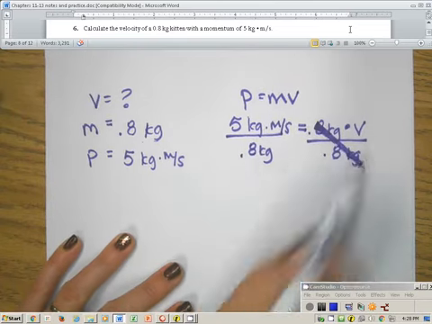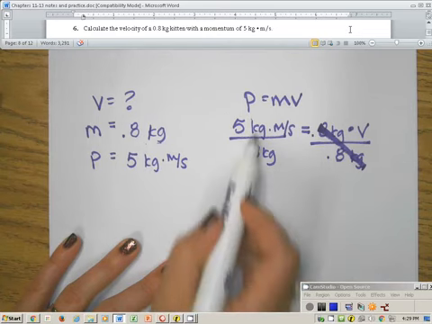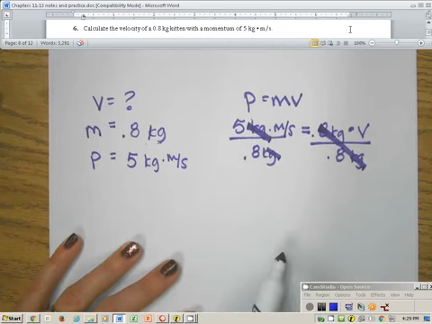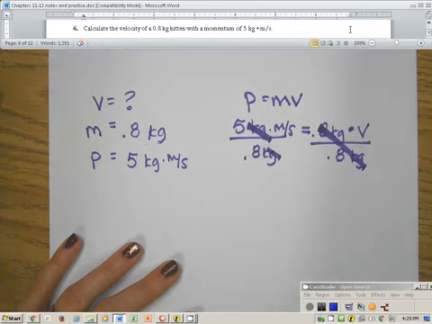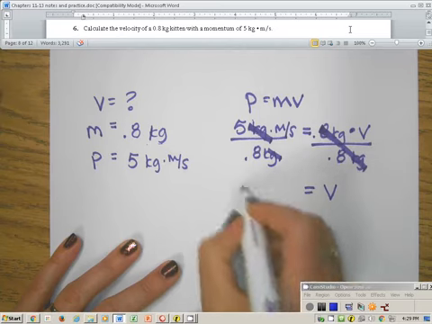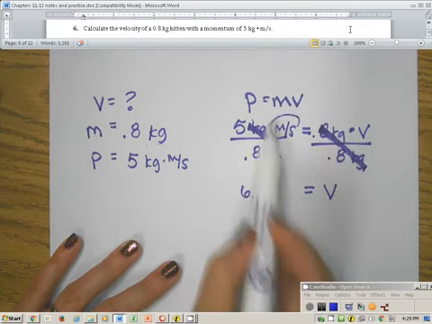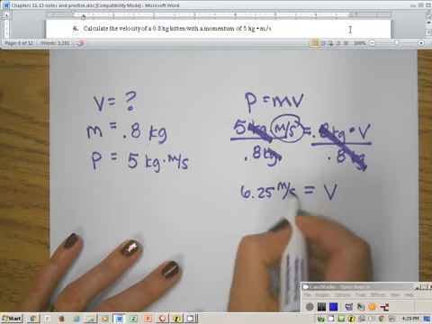That'll cancel them out on the right side. On the left side, it actually cancels out kilograms. And when I do 5 divided by 0.8, I will get 6.25. And if I'm not sure what my units are, look right here, they're left over: meters per second.